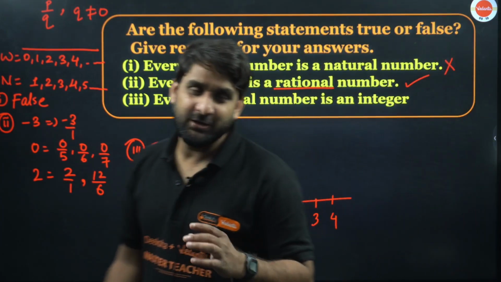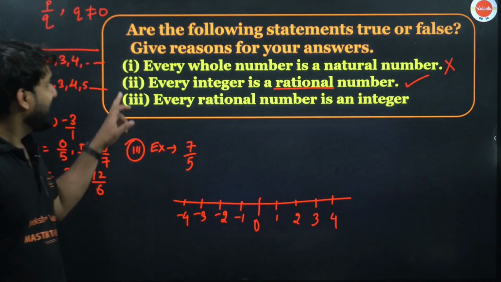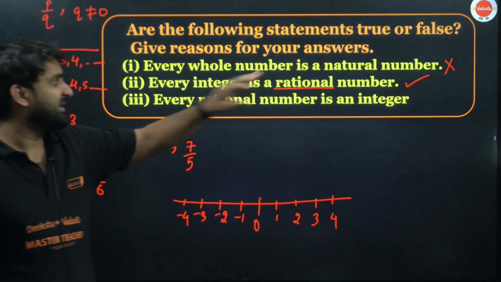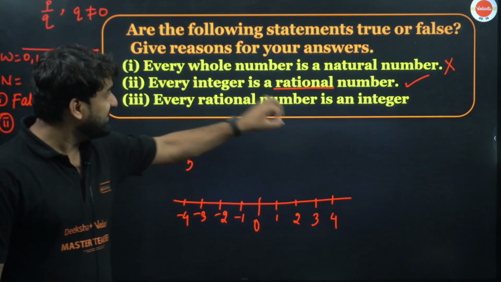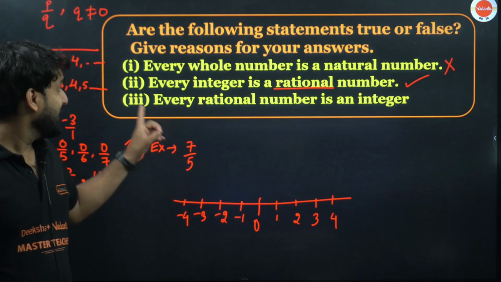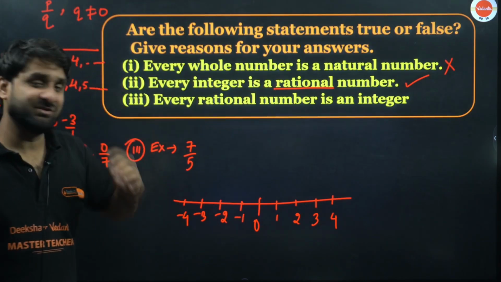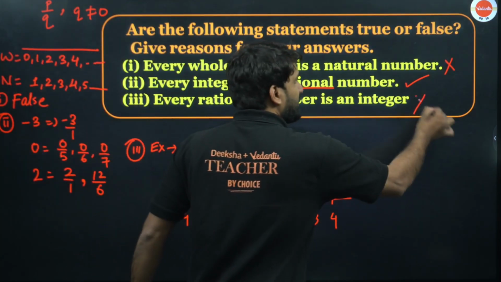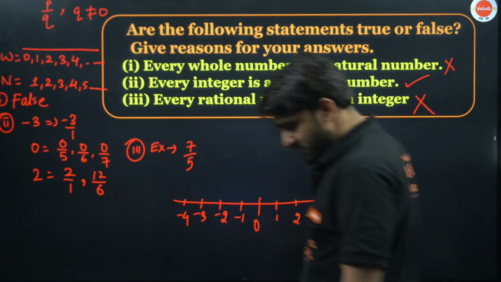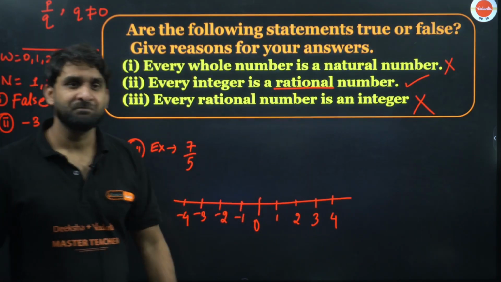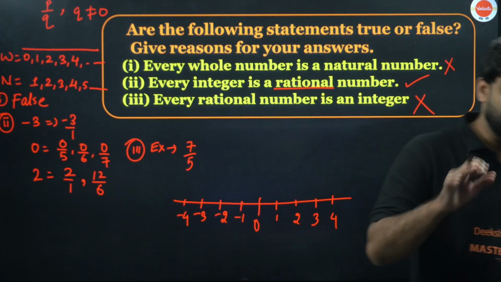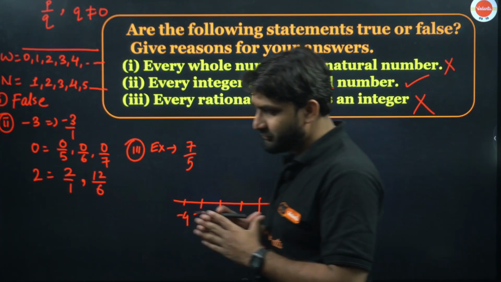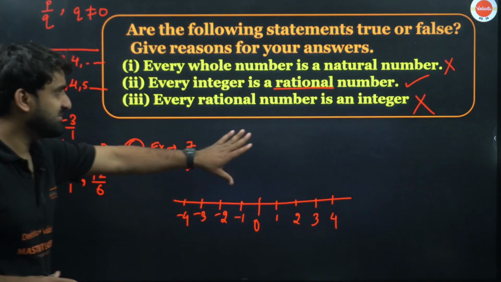I hope this is clear to you all. So every whole number is a natural number, false. Every integer is a rational number, correct. And every rational number is an integer, it is not possible. False, true, false. Okay, is it clear everyone? False, true, false. Every rational number can't be an integer.